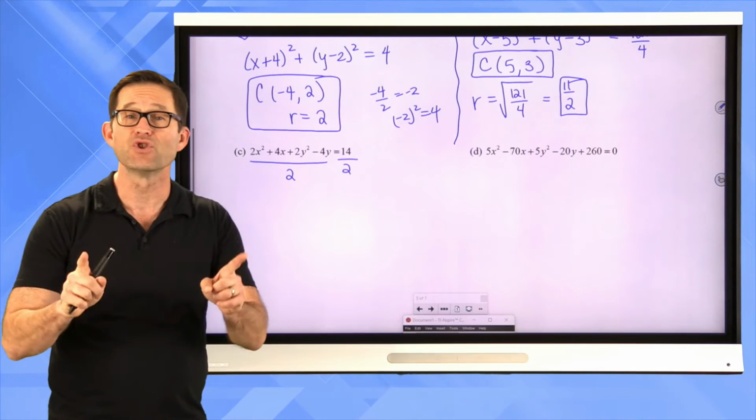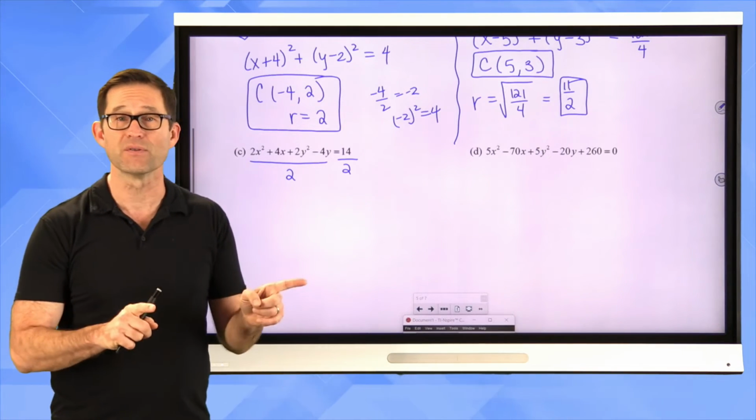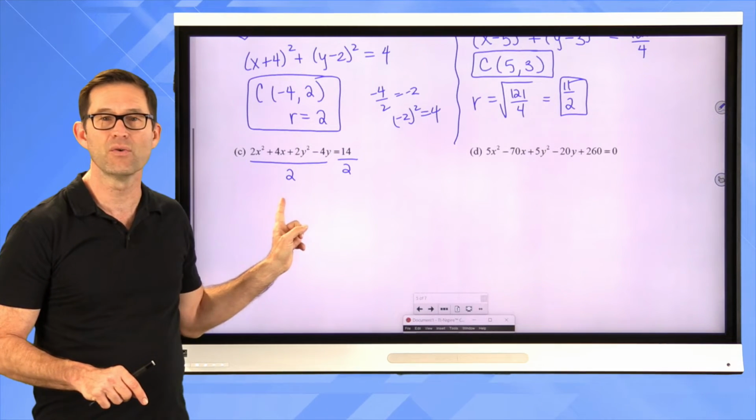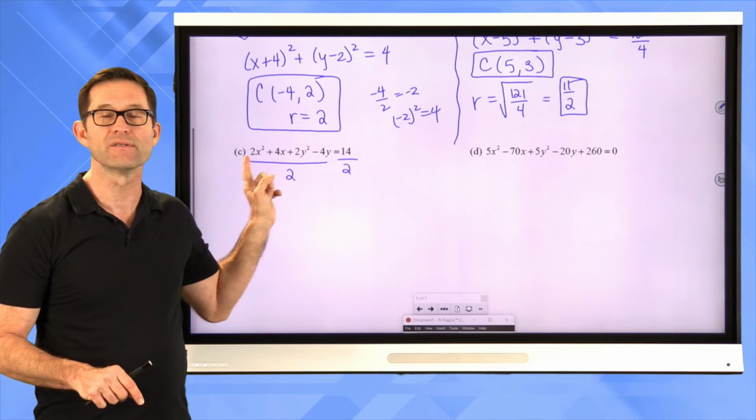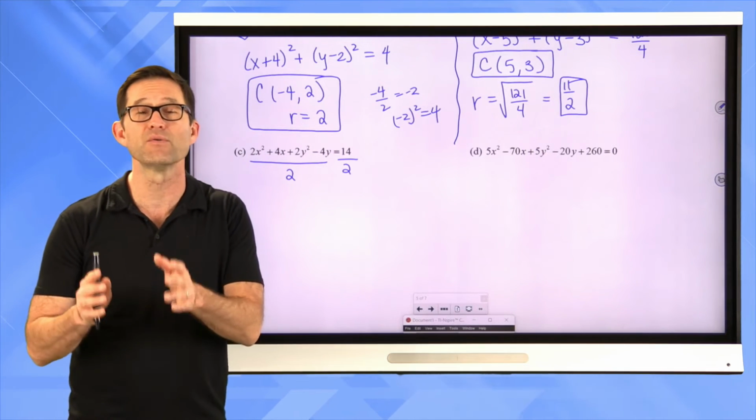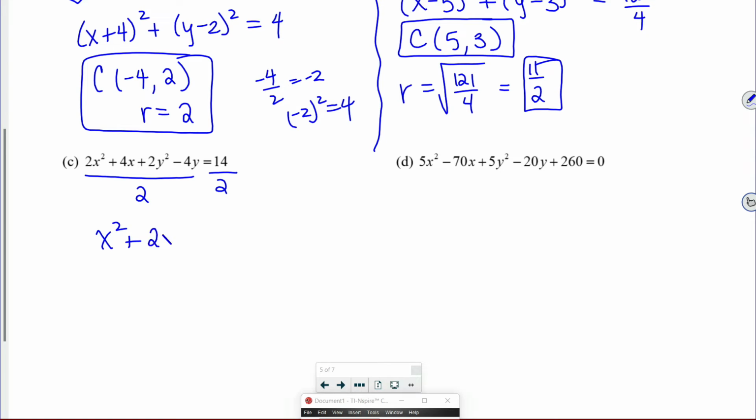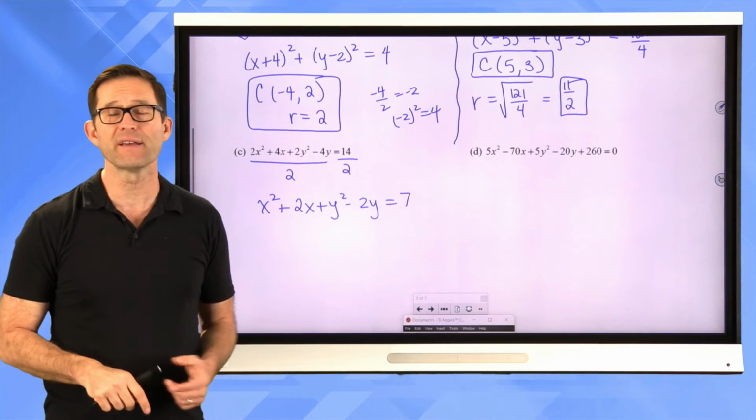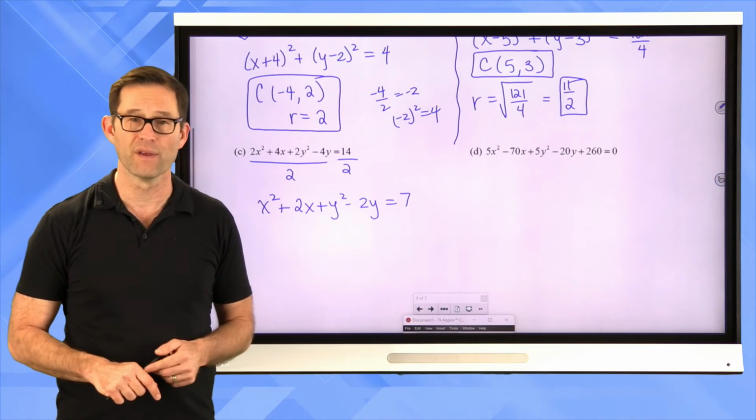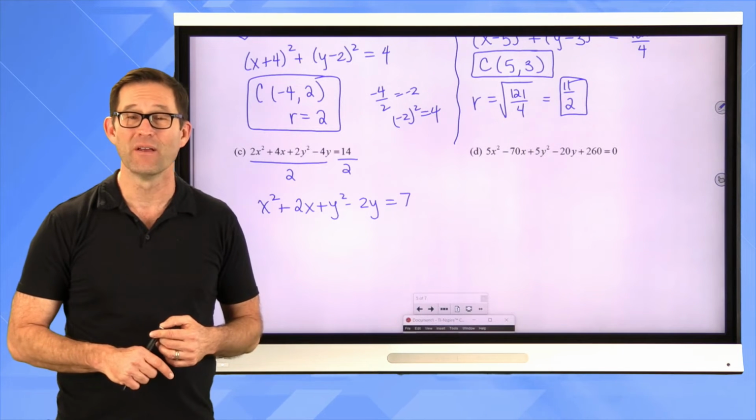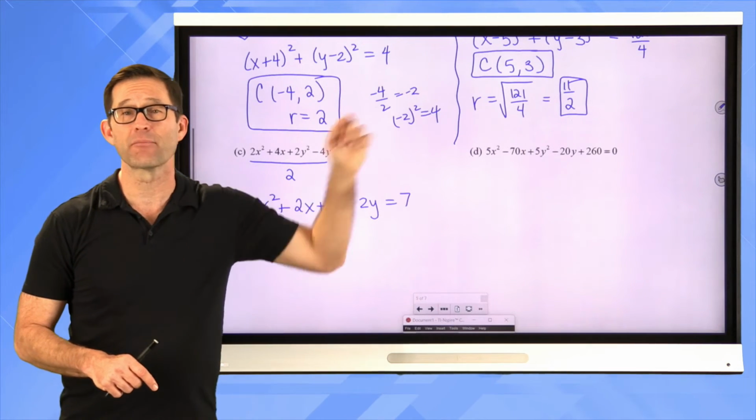Now don't forget, division distributes. So in other words, I'm going to do 2 divided by 2, 4 divided by 2, 2 divided by 2, negative 4 divided by 2. Every single one of these coefficients is going to get divided by 2 because division distributes just like multiplication does. So I will get x squared plus 2x plus y squared minus 2y is equal to 7. And I can almost guarantee whatever standardized test that you will take will have a problem where you have to do this. It's obnoxious, it's unfortunate, but sometimes you just got to do it. And once you have it here, then it's exactly like problems A and B.